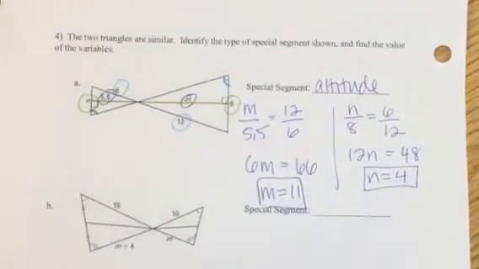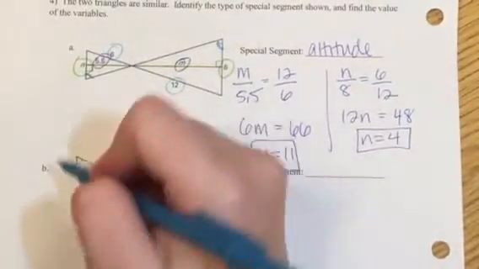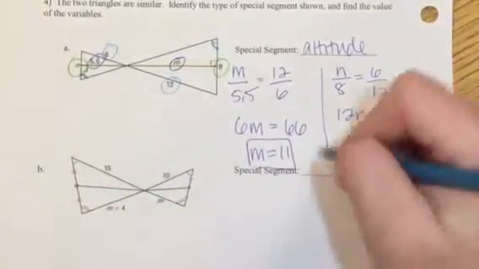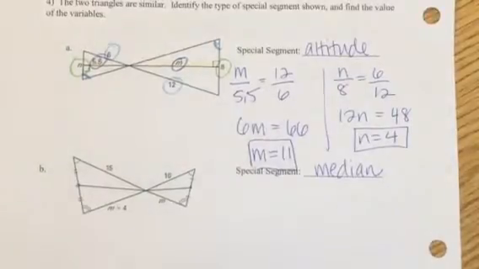Okay. Same thing pretty much for b. Let's name that segment first. I can see that it is going through the midpoint and it connects to a vertex. That means it's a median. Review of those special lines.